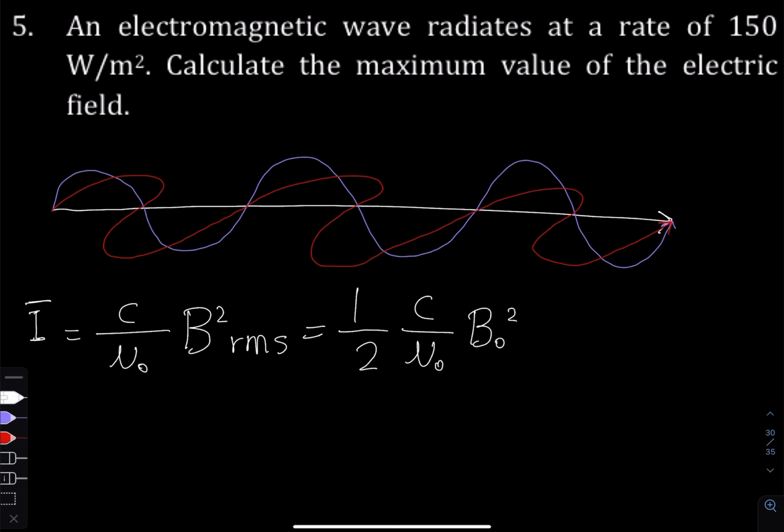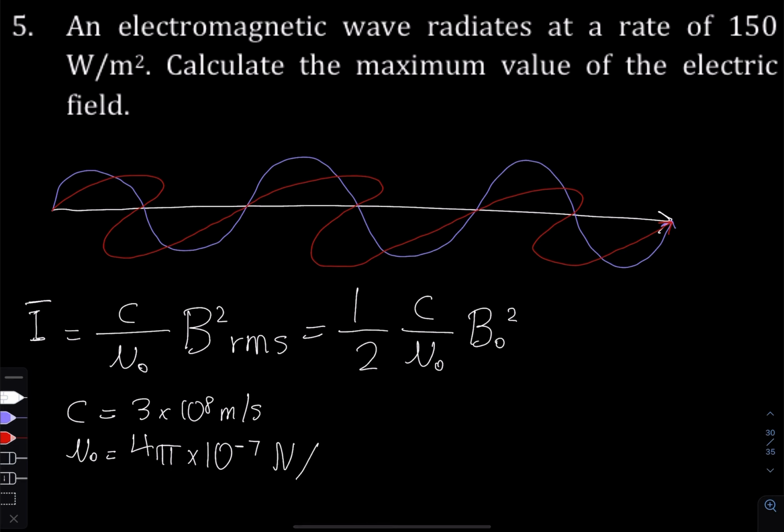Now this might look intimidating, but basically, c is the speed of light, right? It's a constant. It's always going to be the same. And this right here is another constant that is going to be associated with magnetism. The value of this constant is the permeability of free space. So this is going to be 4 pi times 10 to the negative 7th, and the units are newtons per amps squared. You don't really need to worry too much about the units.